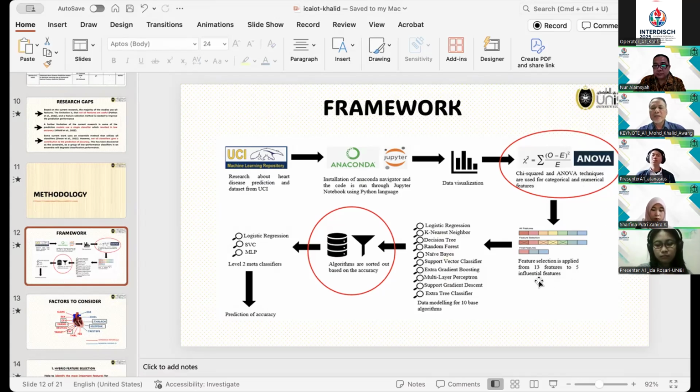And then once we selected the important attributes, we fit them into the 10 base classifiers. So this is the ensemble of classifiers. Then the second level of ensemble, we call it ensemble stacking. So we use the output from the first layer of ensemble stacking as input to our second ensemble stacking, where we have logistic regression, SVC and MLP as our second stack of ensemble stacking.